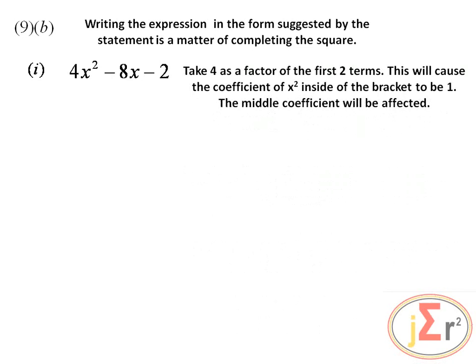Take 4 as a factor of the first two terms. This will cause the coefficient of x squared inside of the brackets to be equal to 1, and the middle coefficient will be affected. It is like we are having a partial factorization by 4, and we are factorizing these two by 4. So 4 into 4x squared is x squared, and 4 into negative 8x is negative 2x. So we're taking a common factor of 4.